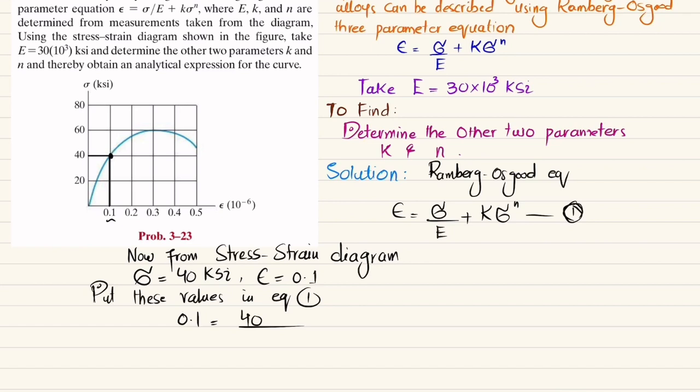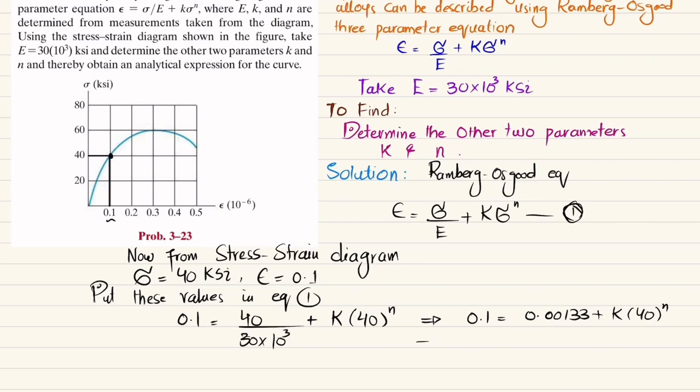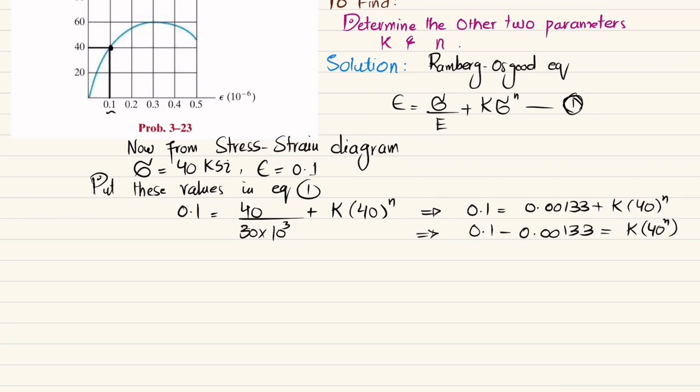So strain is 0.1, stress is 40 KSI. So 40 divided by E, which is 30 into 10 raised to power 3 KSI, plus K, which is not known, into sigma, 40 power N. So from here you will get 0.1 is equal to 0.00133 plus k into 40 power n. If you further simplify it, 0.1 minus 0.00133 is equal to k into 40 power n. And this will give you 0.09867 is equal to k into 40 power n. This is your equation number 2.